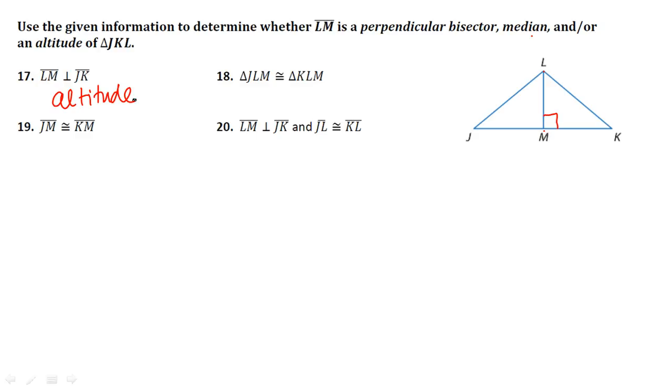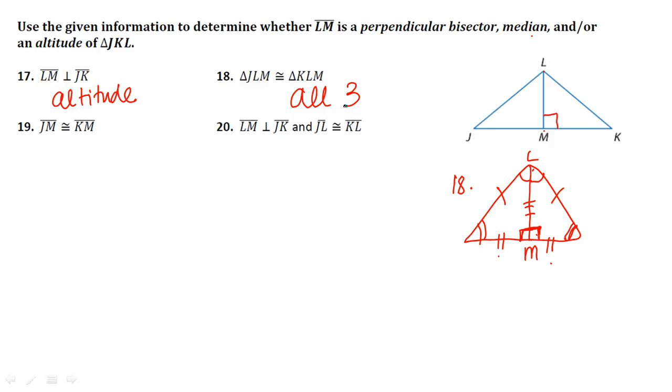For the next one, I'm going to redraw this triangle. So this is going to be for number 18. We know that these two triangles are congruent, so that means that all of the corresponding parts are going to be congruent. Those two angles are congruent, these two angles are congruent. And then, since these two angles form a line and they're congruent, that means they're both 90 degrees. So in number 18, LM, which is this segment, is actually going to be all three of the different segments. It's a perpendicular bisector. It's going to be a median because it's going to the midpoint. And it's also going to be an altitude because it's perpendicular. So it's going to be all three.